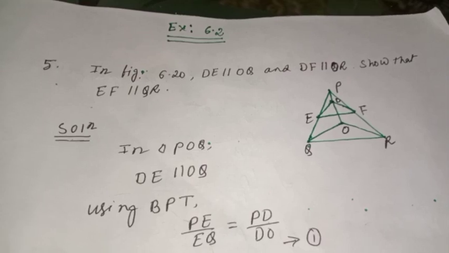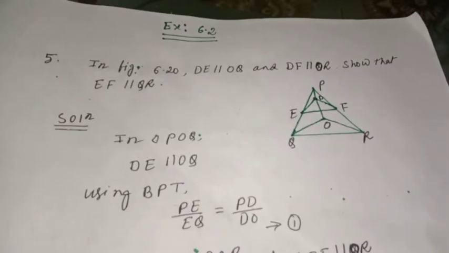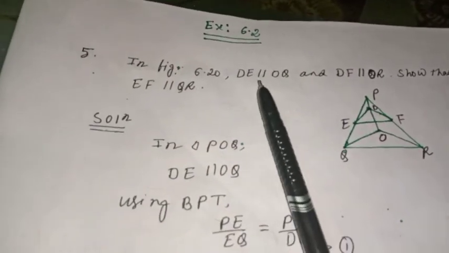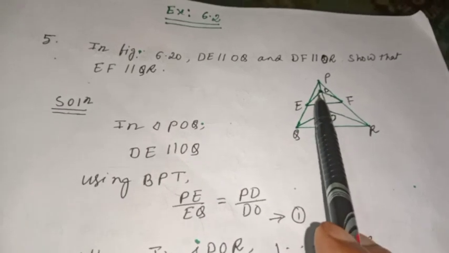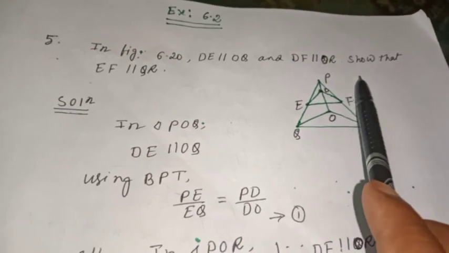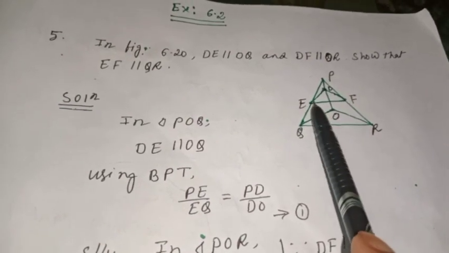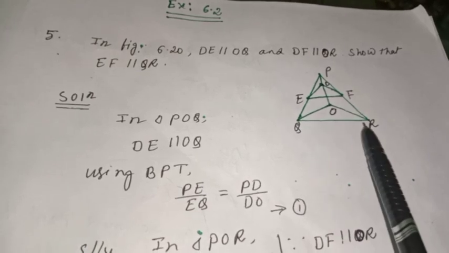Question number 5, in figure 6.20, the figure number is 6.20, it is given in the book. DE parallel to OQ and DF parallel to OR. You can see here, this is D, okay? DE parallel to OQ and DF parallel to OR. So that EF parallel to QR. You have to prove this line, EF parallel to QR.